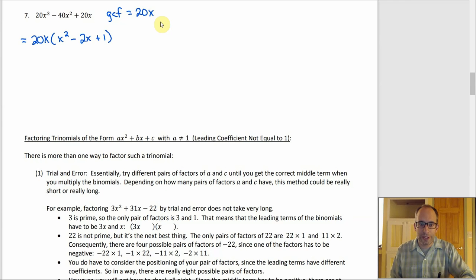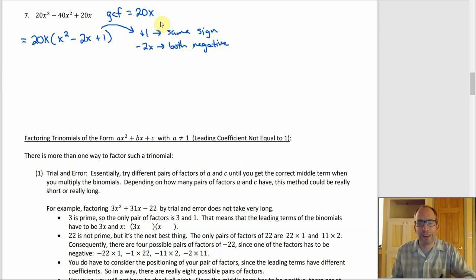So then for the thing that's inside the parentheses, the plus 1 would mean that the two factors have to have the same sign. And then the minus 2x means that they're both negative. Well, I think we're done because they're factors of 1. The only pairs of factors of 1 are 1 and 1, or negative 1 and negative 1. And since they've both got to be negative, it's negative 1 and negative 1, right? That's your only option, and that does work, right? Negative 1 plus negative 1 is negative 2, so you'd get the correct middle term.